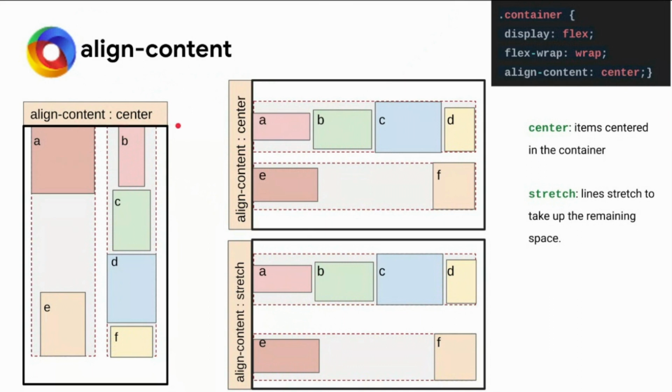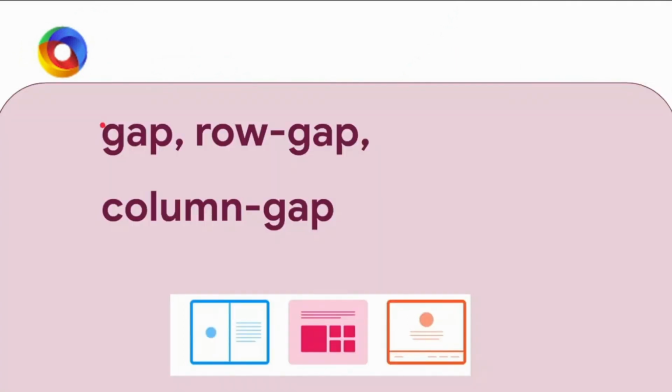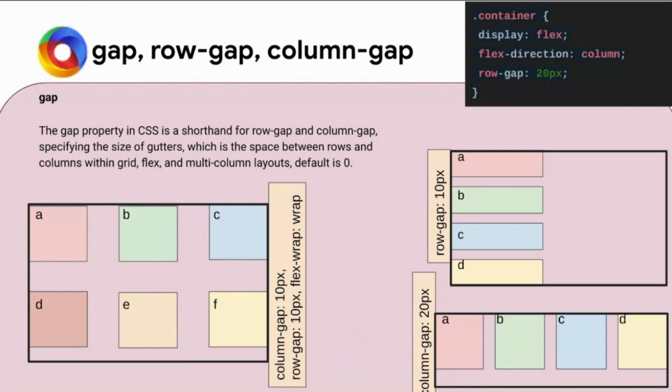So align content in the column can work in the same way with respect to left and right instead of top and bottom. Okay. So this one is the last topic, in which we can set the gap in between. If it is a row gap, it will set the gap in the row, and if it is a column gap, it will set the gap in the column. And accordingly, we can work in the multi-way axis.